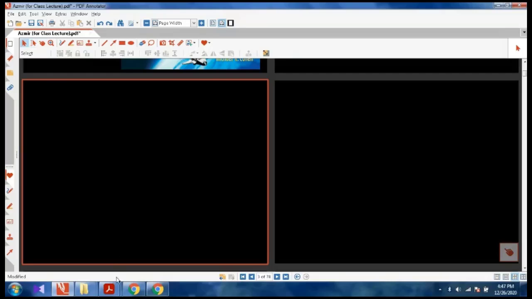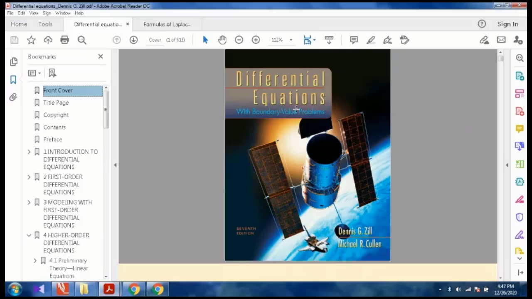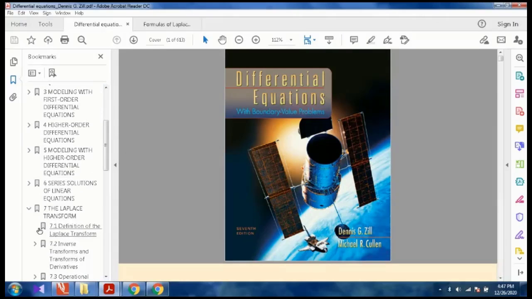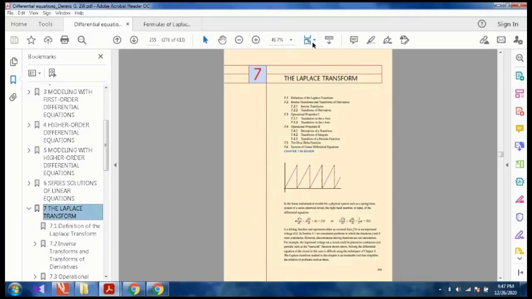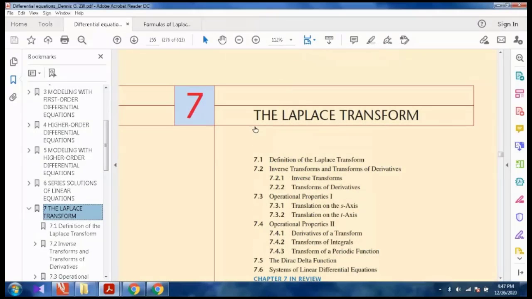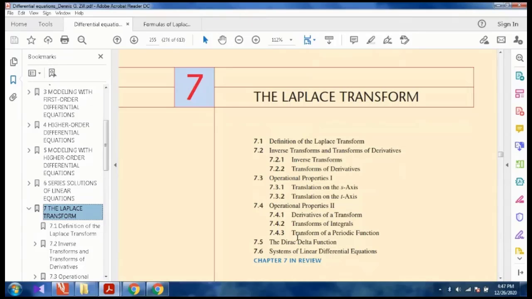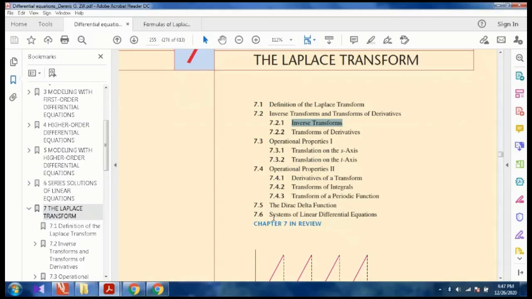So let's start with this part. Here you can see that chapter 7 deals with the Laplace transform, and inside this chapter there are some sections. Here you will also find the inverse Laplace transform, and you will find the technique of how to solve differential equations also.